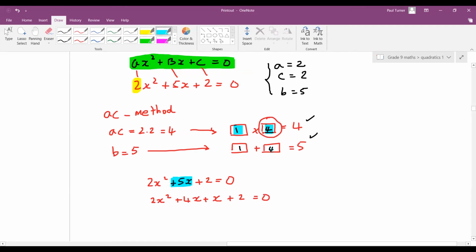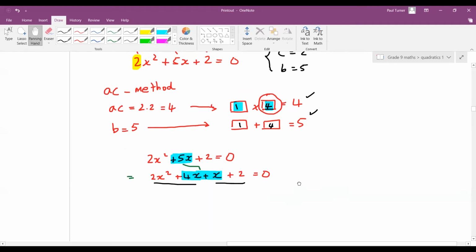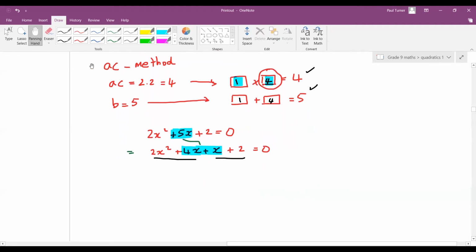So do you see what I did there? I put 1 and 4 in here. So this middle number has been changed to this 4x plus x, which is 5x. So you should agree that these equations are both equal, aren't they? But the reason I did that is now that I can do grouping to factorize. So we're going to do a few examples, so don't panic just yet.